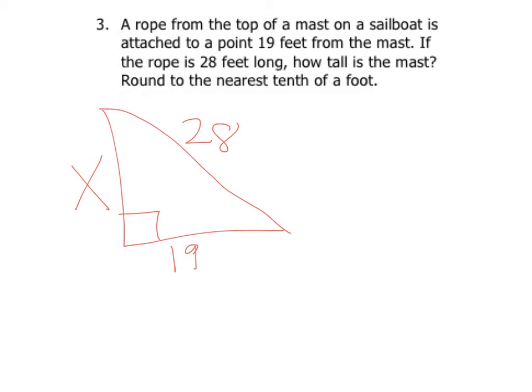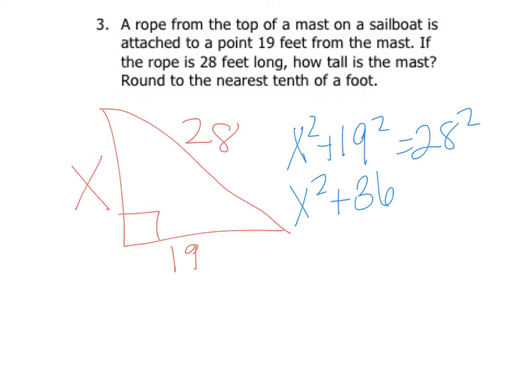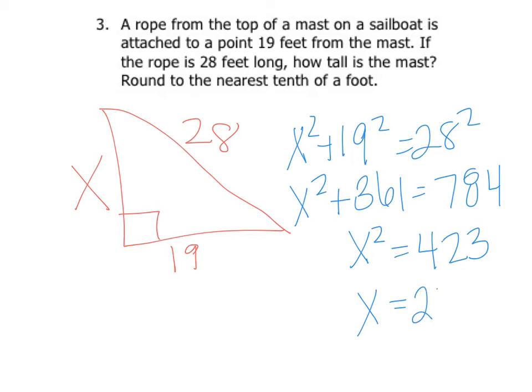When I look at this problem, I'm only dealing with the side lengths of a right triangle, which means I'm going to use the Pythagorean theorem to solve. So x squared plus 19 squared equals 28 squared. I solve: x squared plus 361 is equal to 784. We subtract 361 from both sides. x squared is 423. Final step is to take the square root of 423. When we do that, x is 20.6.